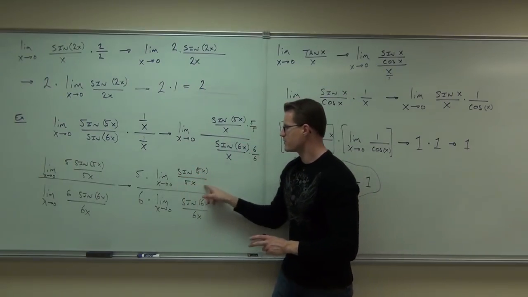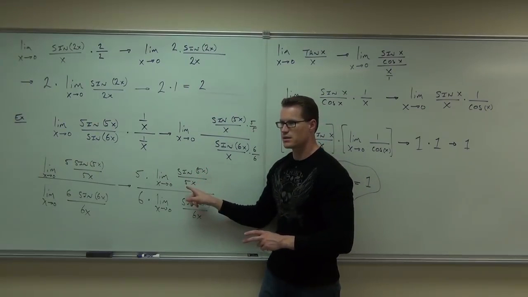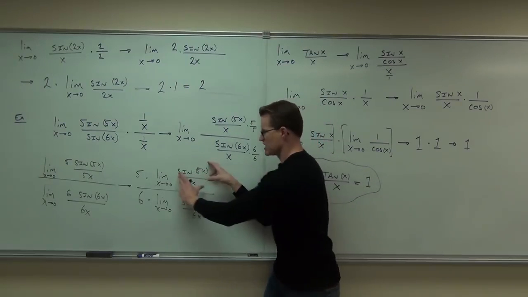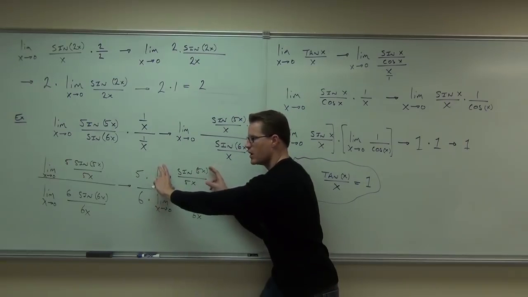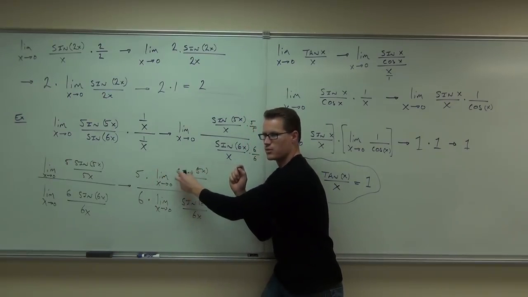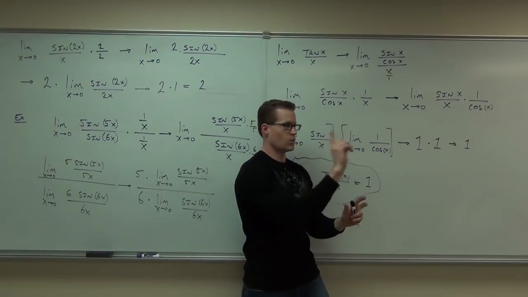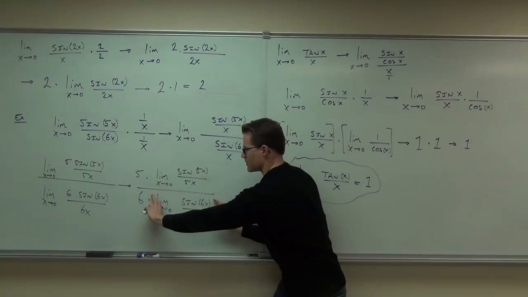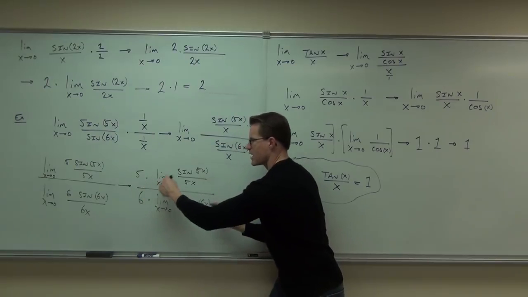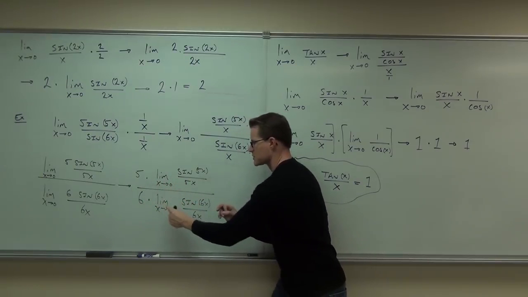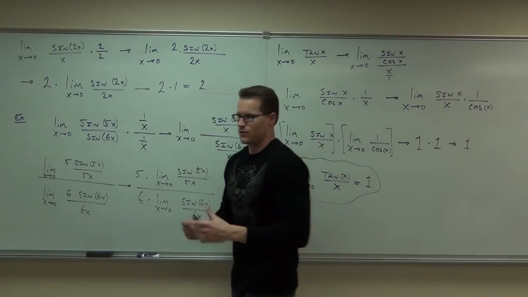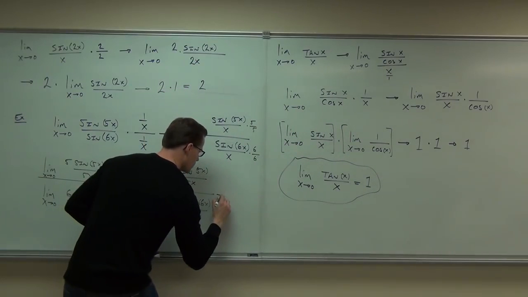How much is the sine of 5x over 5x? How much? 1. This is 1 right here. This limit is 1. Whenever your angle matches your denominator with that sine and your limit's going to 0, that angle or that limit is 1. How much is this limit right here? 1. So you have 5 times 1. You have 6 times 1. What's your answer? 5/6. That's right.